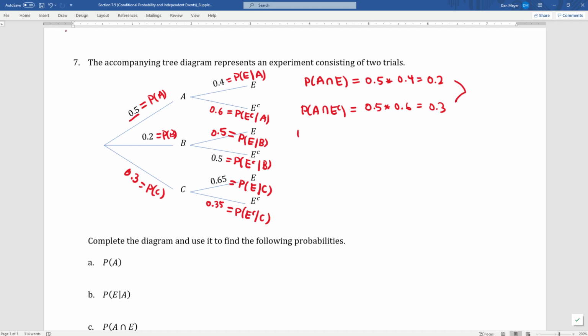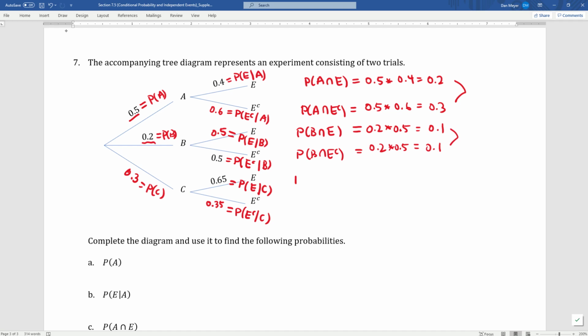If we do the probability of B and E down this third branch, that's 0.2 times 0.5, which is 0.1. And then the probability of B and E complement is also 0.2 times 0.5, which is also 0.1. Again, these two numbers add up to 0.2.